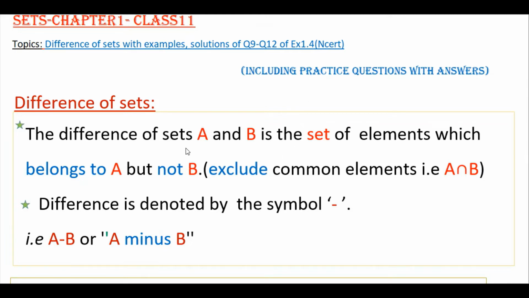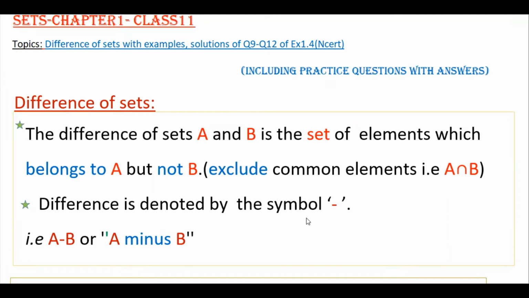If you take any two sets, the difference of those two sets is the set of all elements which belong to the first set but not the second set. For example, if A and B are sets, then the difference of A and B is the set of the elements which belong to A but not B. That is, exclude the common elements, that is A intersection B also. You have to write all the elements of A, but exclude the common elements of A and B, that is A intersection B elements.